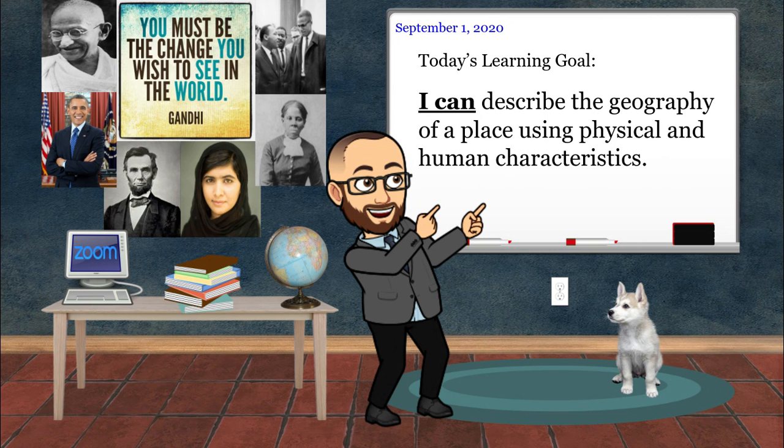Let's not forget our learning goal. By the end of this lesson, you should be able to say this: I can describe the geography of a place using physical and human characteristics. All right, so we're looking at geography and the human and physical characteristics that make up a place's geography. So I can describe the geography of a place using physical and human characteristics.